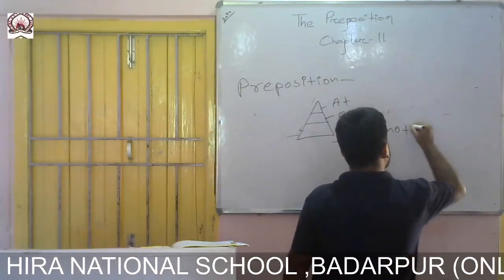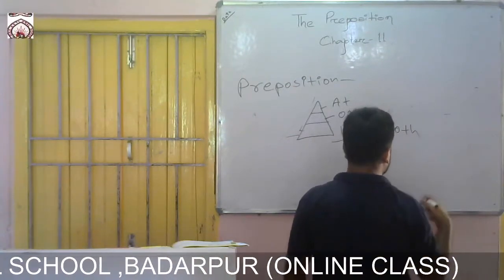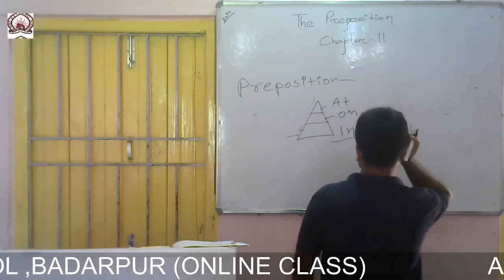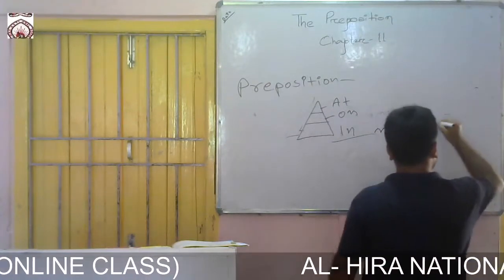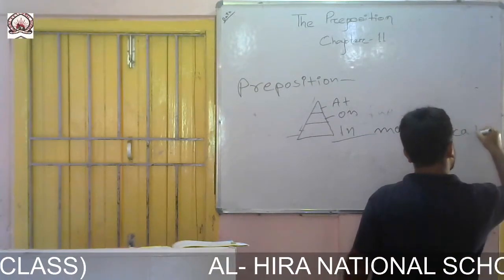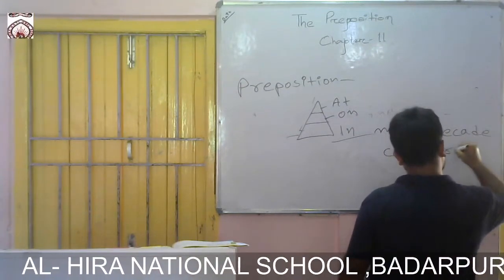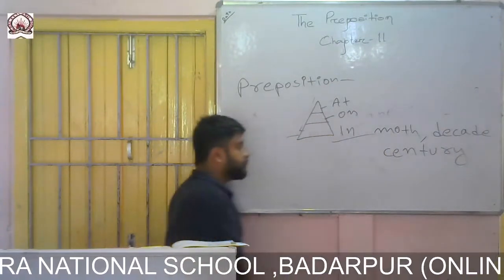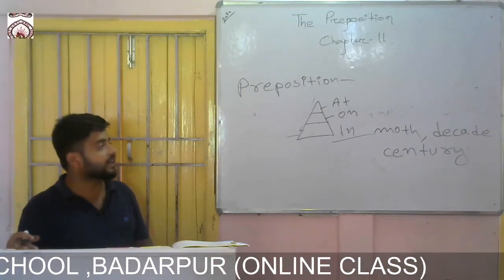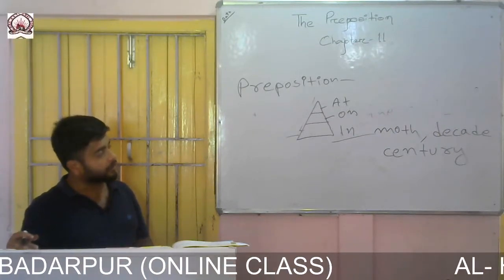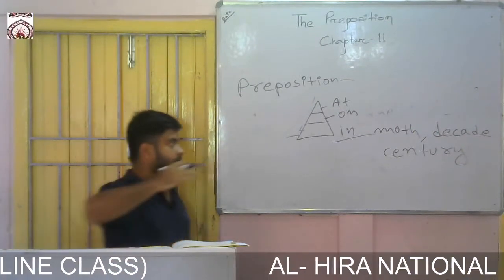month. Month is not a small time period. It is of 30 days, sometimes 31 days. So it is not a small time period. With decade, century. So with the biggest time period, to indicate biggest, or we can say largest time period, we have to use the preposition in.